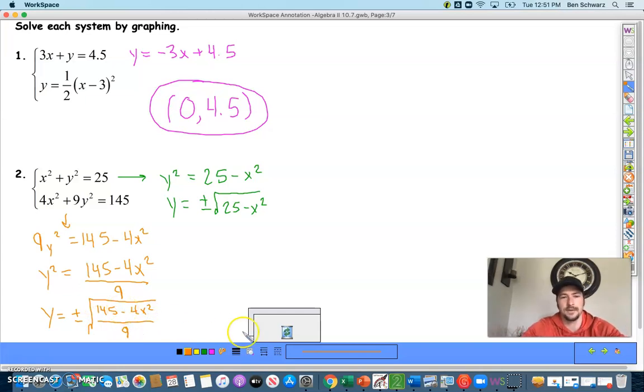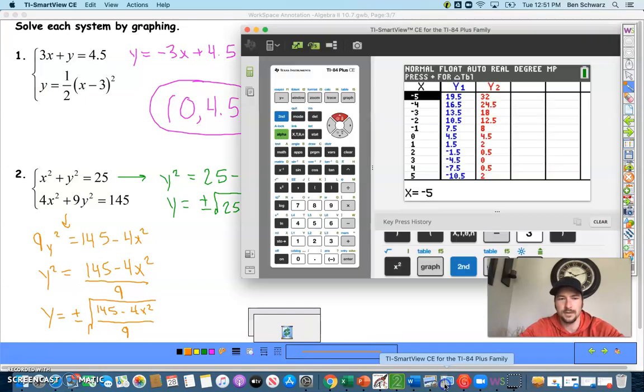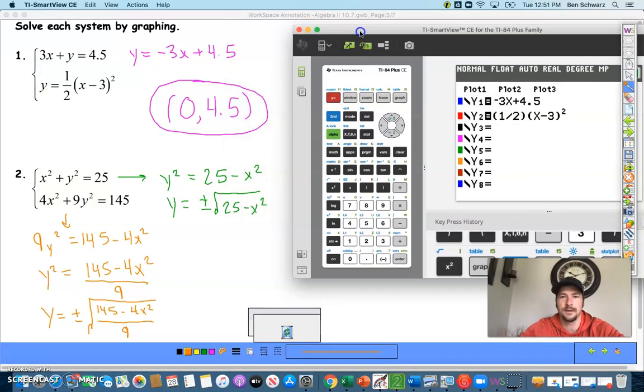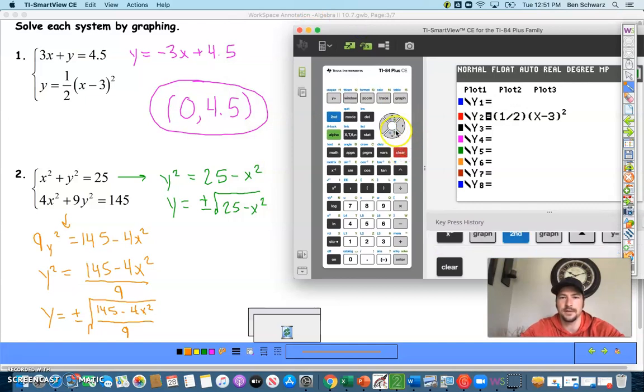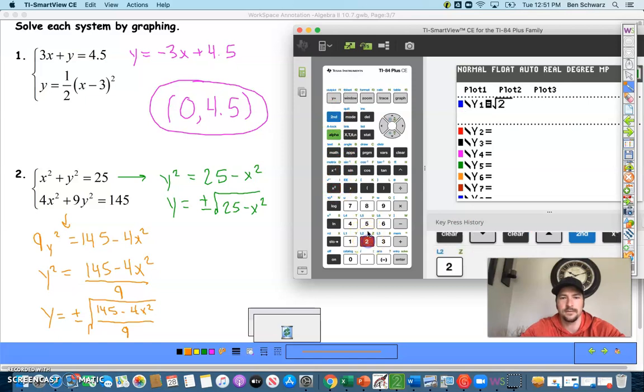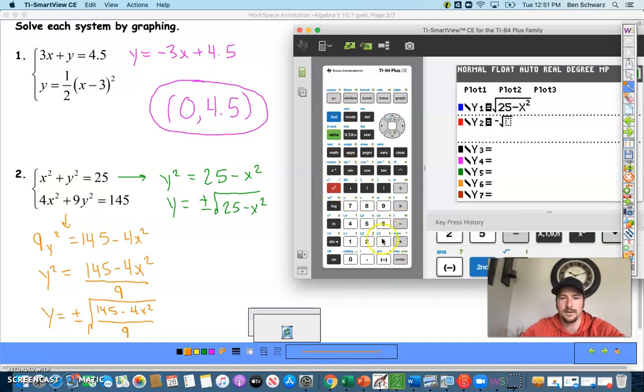So I'm going to go into my graphing calculator here and plug my equations in, which I have a lot because I got the plus and minuses, right? So let's go ahead and clear these other ones out. First of all, I would have a square root of 25 minus x squared. And then I'm going to have the same thing, but with a negative in front. Make sure you use this button or your calculator is going to get mad at you. 25 minus x squared again.